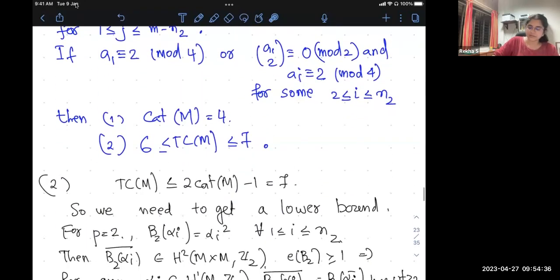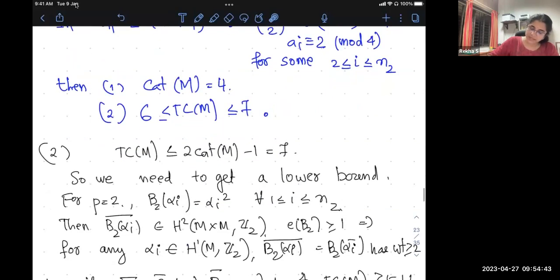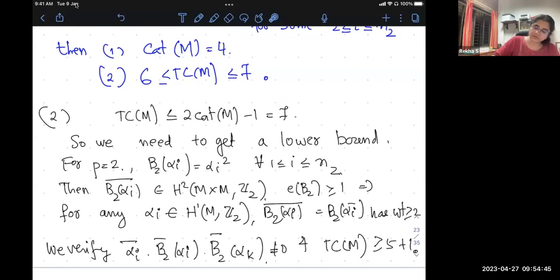But more importantly, since cat is 4, this bounds the TC by 7. And if we want a lower bound, we note that in the P equals 2 case, the Bockstein of alpha I is alpha I squared. And since Bockstein is known to have an excess of greater than or equal to 1, we construct the primitive for B2 alpha I. And we basically show that this particular element is non-zero.